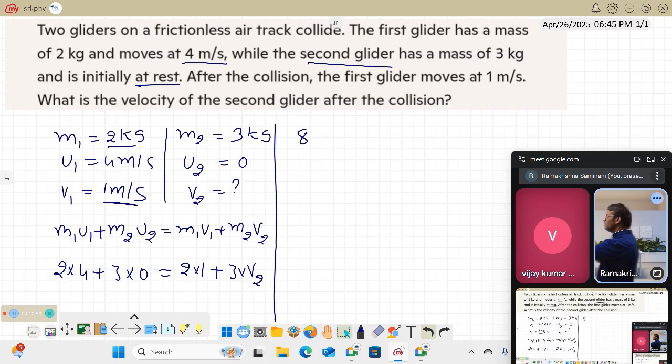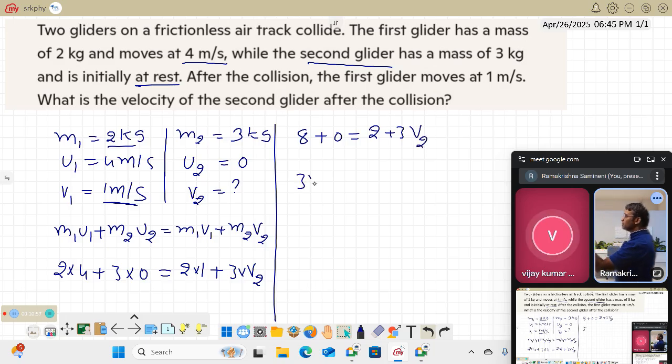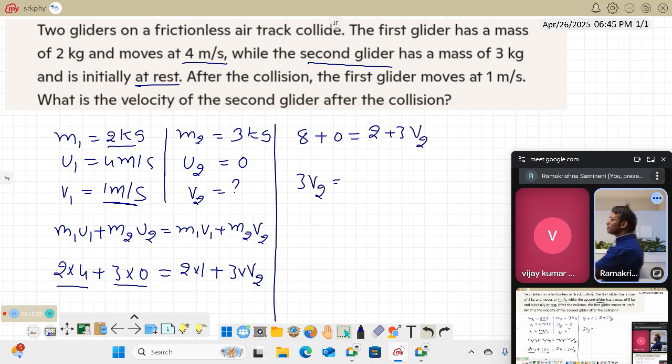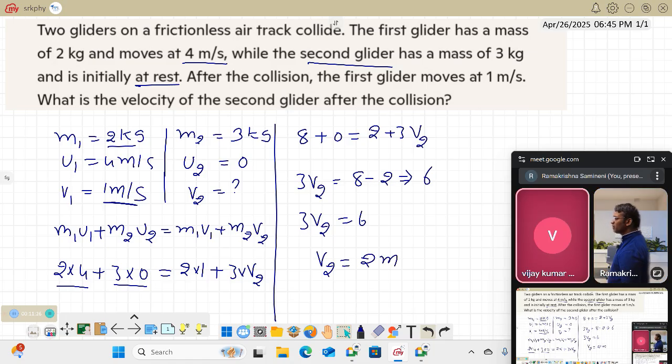And then 2 fours are 8, plus 0 is equal to 2 plus 3v2. So that is 8 plus 0. 3 zeros are 0. So 3v2 is equal to 8 minus 2, which is 6, right? So 3v2 is equal to 6. So v2 is equal to 6 by 3, 2 meter per second.